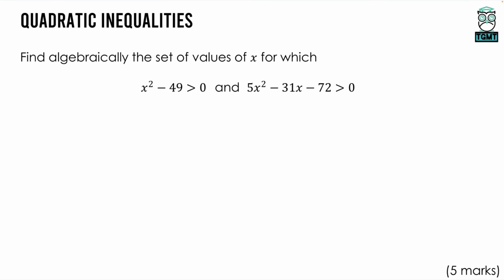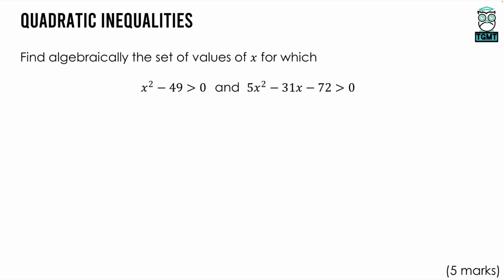Okay, so having a look at one of these quadratic inequalities where we have two inequalities to solve at the same time. It says find algebraically the set of values of x for which x squared minus 49 is greater than 0, and 5x squared minus 31x minus 72 is also greater than 0.